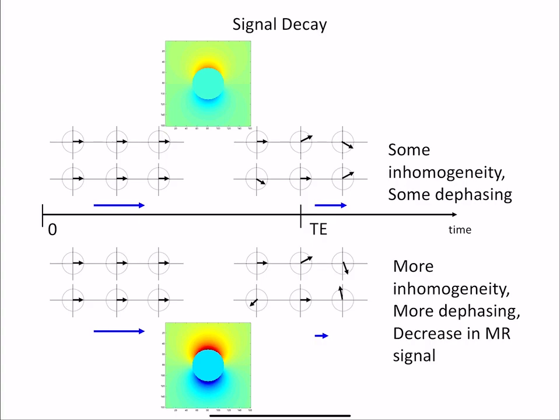We've already seen this slide in the last lecture, so I'm just going through it relatively quickly, but it shows the concept of how static inhomogeneities can lead to dephasing and signal decay. Question?